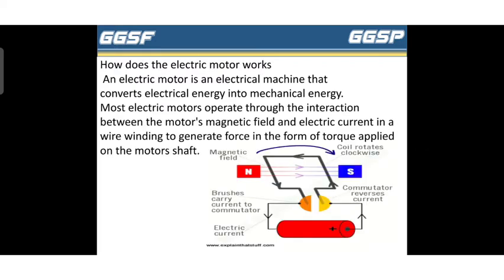Then we see how the induction electric motor works. An electric motor is an electrical machine that converts electrical energy into mechanical energy. Most electric motors operate through the interaction between the magnetic field and electric current in a wire winding to generate force in the form of torque applied on the motor shaft. This diagram explains how the electric motor works.